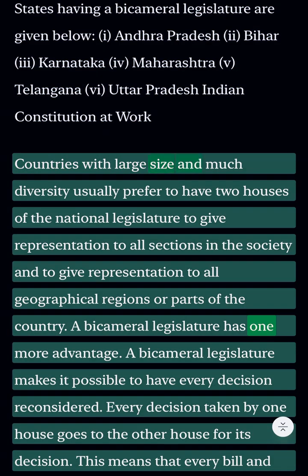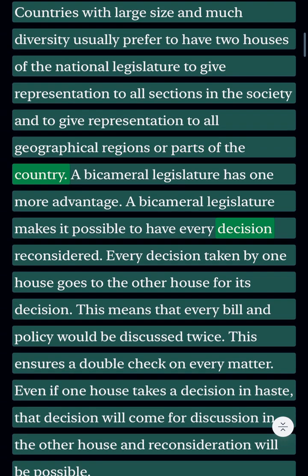Countries with large size and much diversity usually prefer to have 2 houses of the national legislature to give representation to all sections in the society and to give representation to all geographical regions or parts of the country.